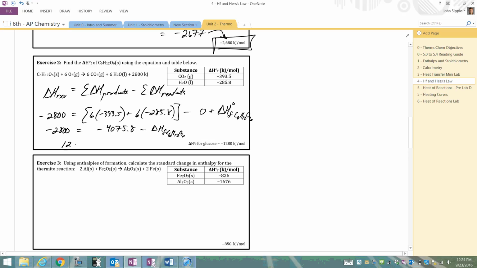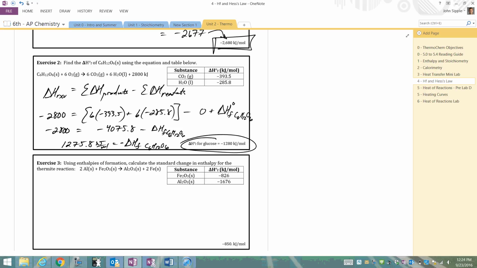So I got 12,075.8 kilojoules per mole is equal to the heat of formation. Or I have to move that negative sign over, right? C6H12O6. Right? So I still got that negative sign in there because we're subtracting the reactants, and then I'm just going to move that over there, and we round that to 3 sig figs. There we go. We get our answer.